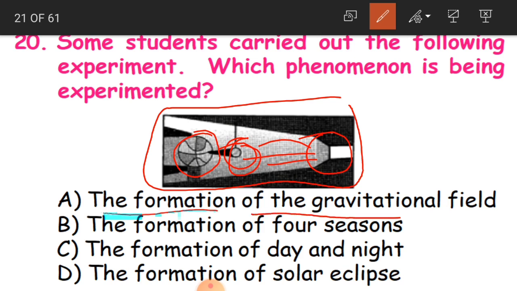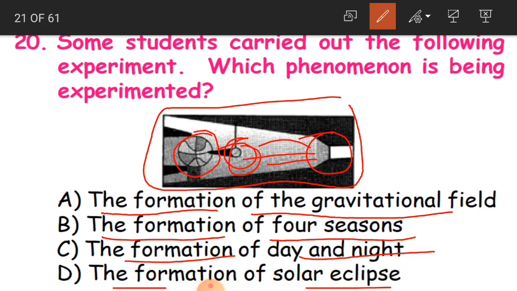Options are the formation of the gravitational field, the formation of 4 seasons, the formation of day and night, and the formation of solar eclipse. The answer is the formation of solar eclipse. Why? Because you have the sun here, the moon here, and the earth here, so a solar eclipse is going to take place. This is the experiment of the formation of solar eclipse. Clear, children? So that is what we have discussed today.